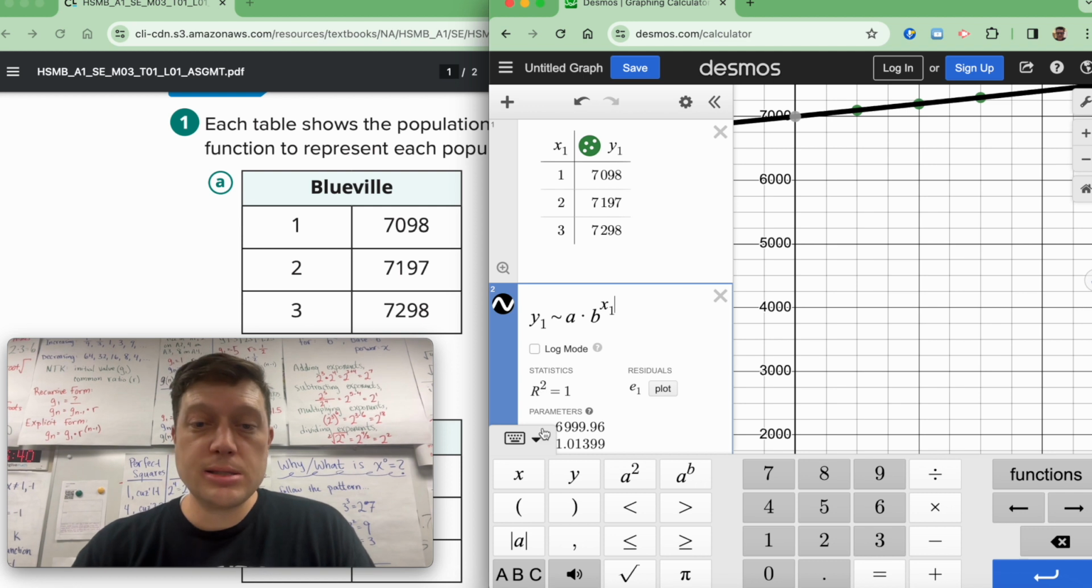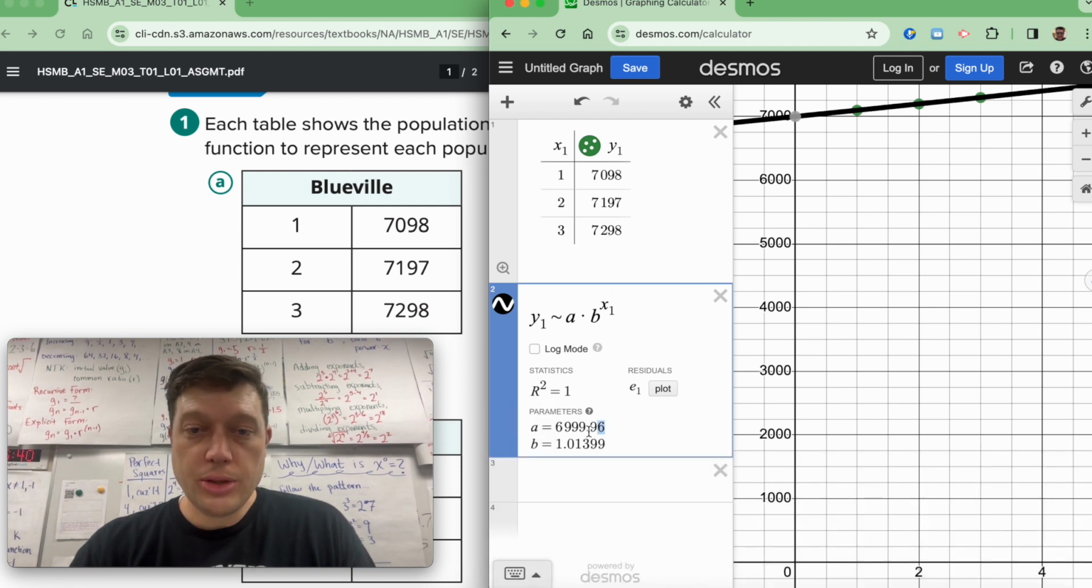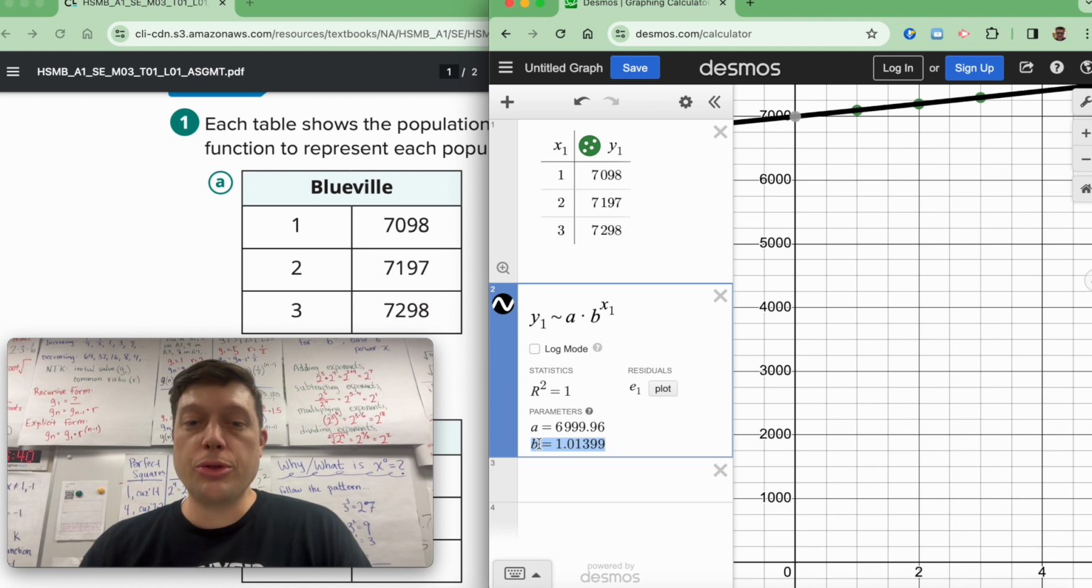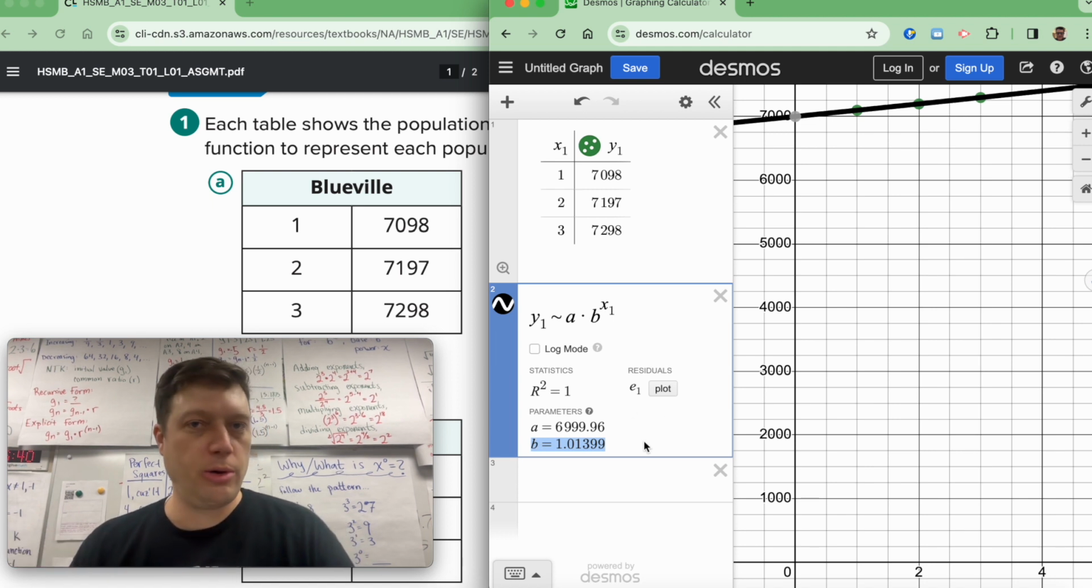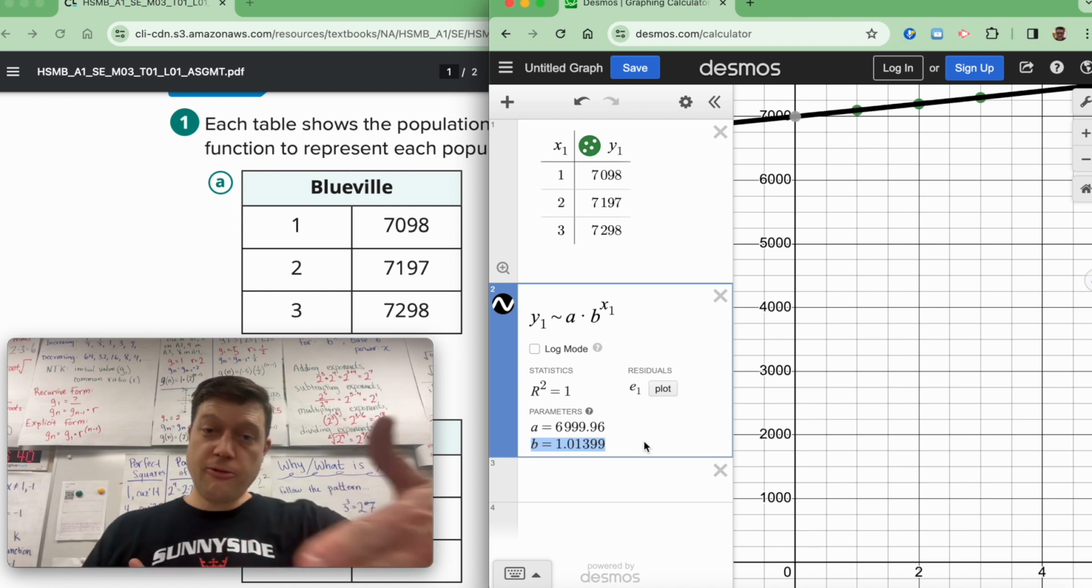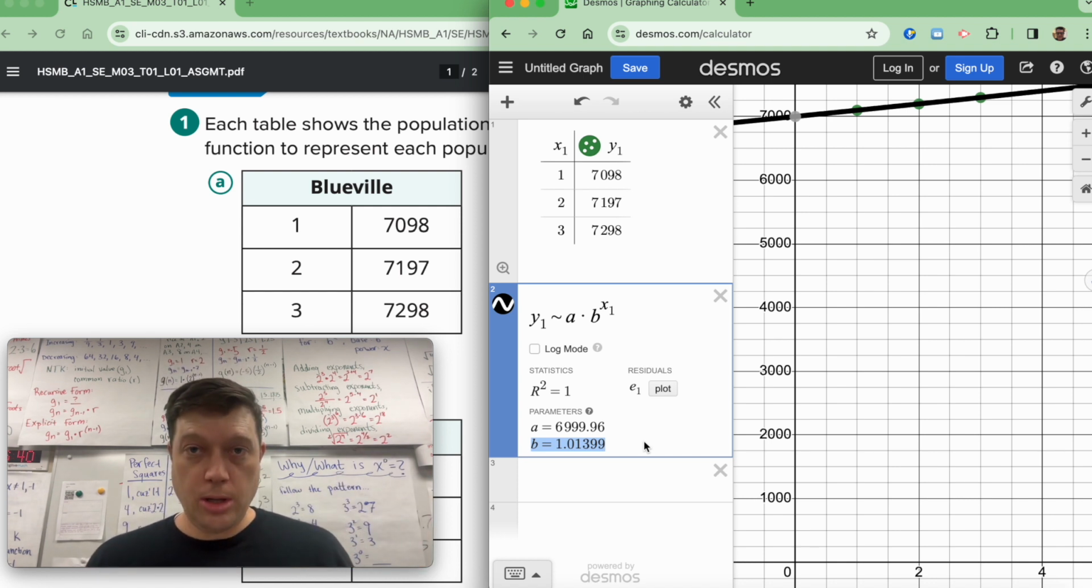Now, the nice thing is, let me go ahead and get the keyboard out of the way. This is the function. This is the coefficient that we're going to call the initial value, a for the initial value, and then this is the growth rate or the common ratio if you connect it back to our concept of sequences. So really, the information's right there. There's nothing left to do.